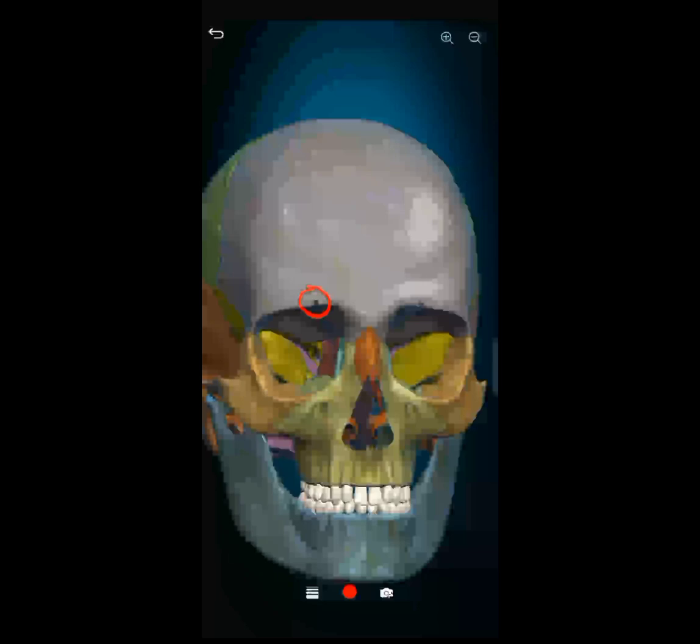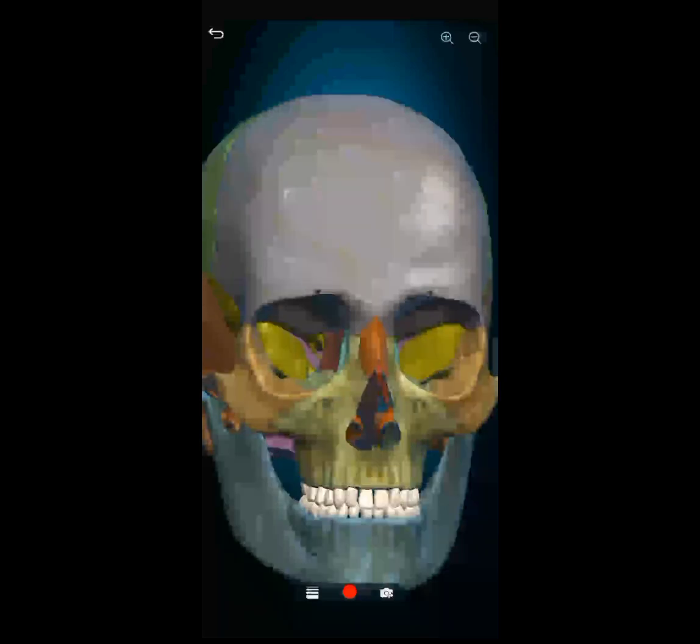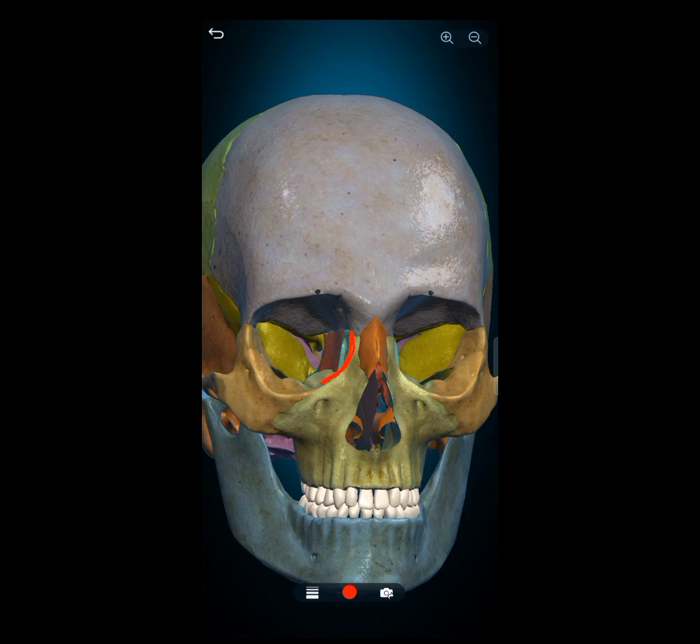Now, let's talk about the articulation of this frontal bone. This frontal bone articulates with multiple bones on the anterior aspect. From the medial aspect, it articulates with the frontal process of maxilla and also with the nasal bones. And on the lateral aspect, this frontal bone articulates with the zygomatic bone.